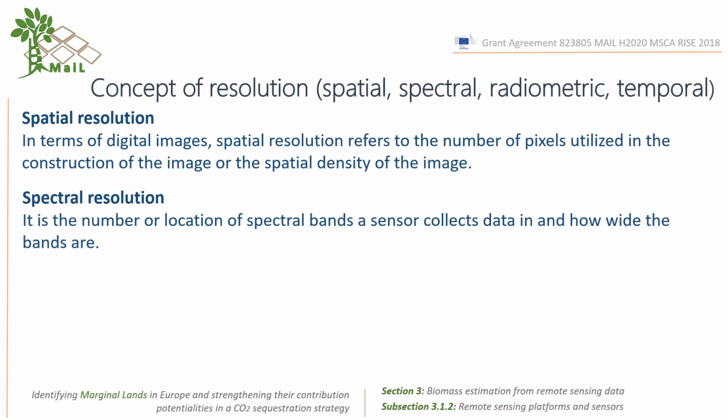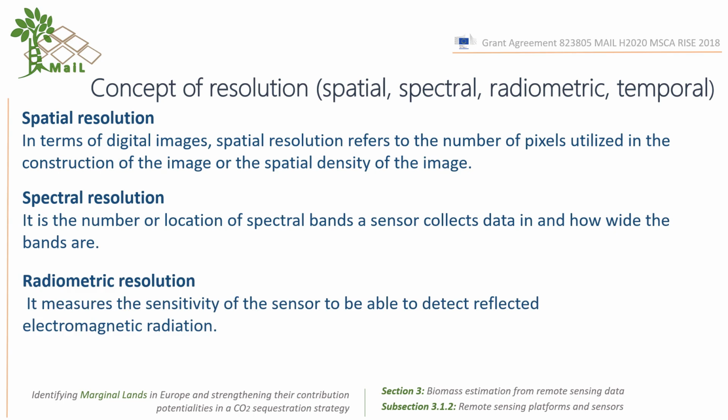Radiometric resolution helps measure the sensitivity of the sensor to be able to detect reflected electromagnetic radiation. In other words, it is the ability of the sensor to distinguish different grayscale values. It is measured in bits. The more bits an image has, the more grayscale values can be stored. Thus, more differences in the reflection on the land surfaces can be spotted.